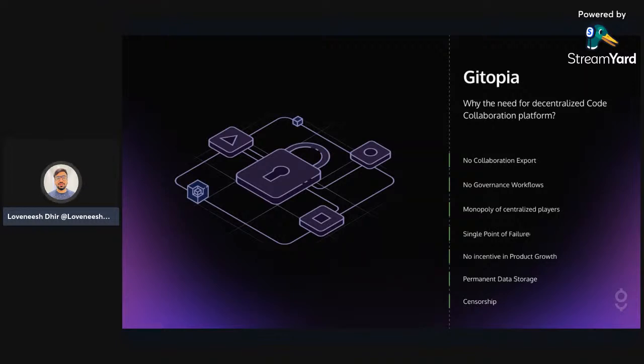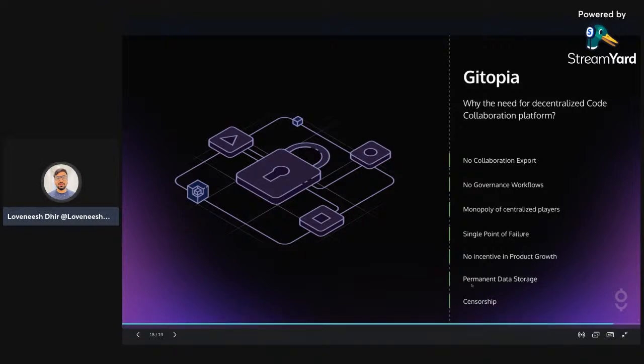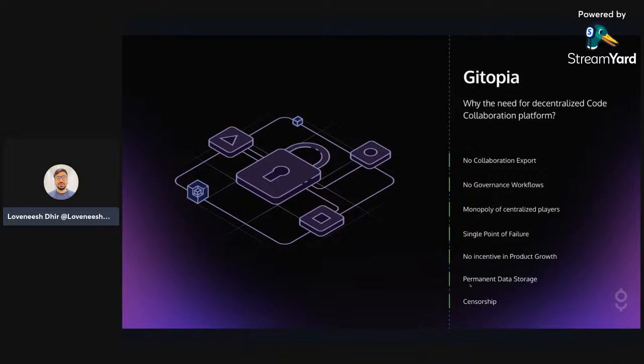There is no incentive in product growth. There is no incentivization mechanism that aligns developers with platform growth. Particularly, there is no permanent data storage. As you know, blockchain is immutable, so the data stored is permanent. If we build a web3 based code collaboration platform, all the code that we'll write will be stored permanently over a blockchain.